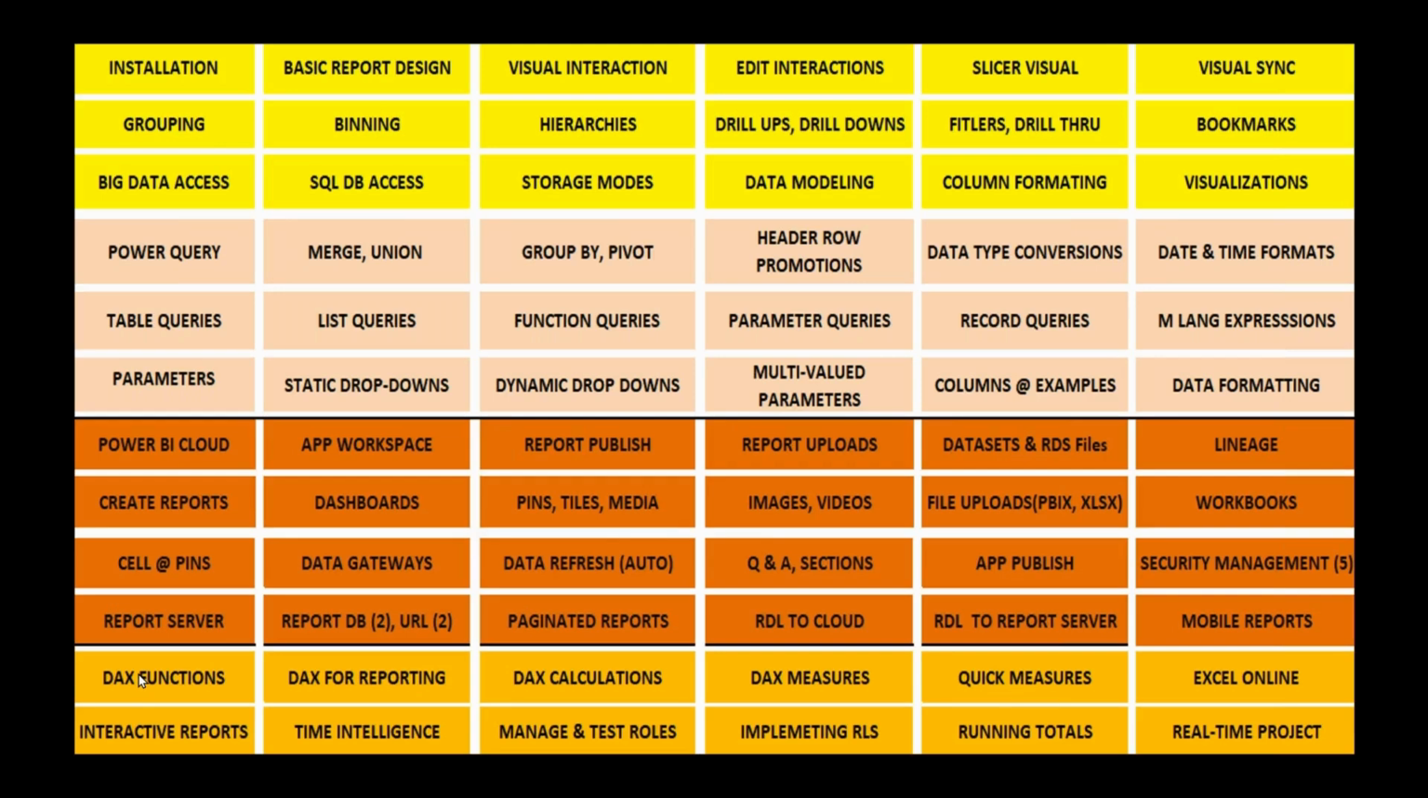We'll do DAX functions, data analysis expression. We'll understand DAX for reporting calculations. We are going to understand DAX measures, something called quick measures, a shortcut representation for DAX to create aggregations. Measures are nothing but aggregations. Excel Online, interactive reports. We are going to learn something called time intelligence.